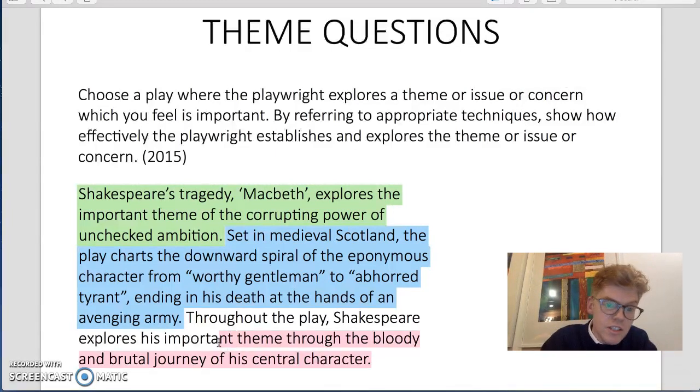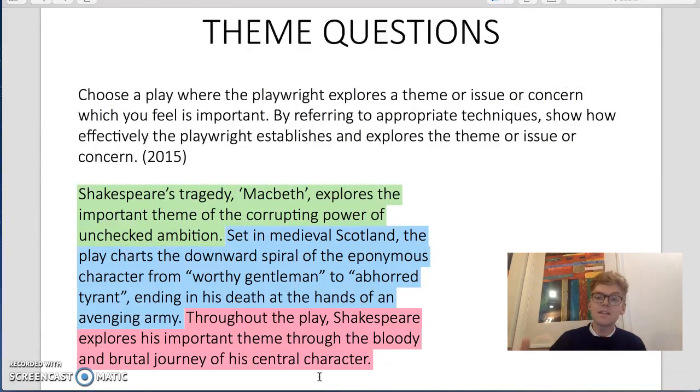And then that third sentence, remember, we're connecting the theme to the character instead of the character or the key scene to the theme. We're just reversing the order. Throughout the play, Shakespeare explores his important theme through the bloody and brutal journey of the central character.